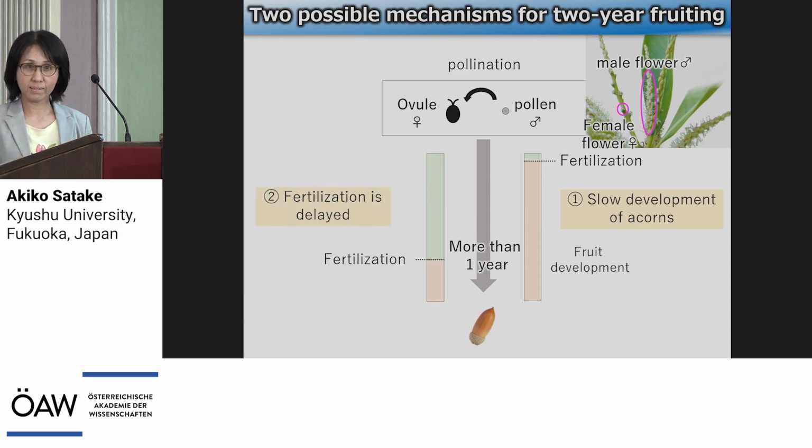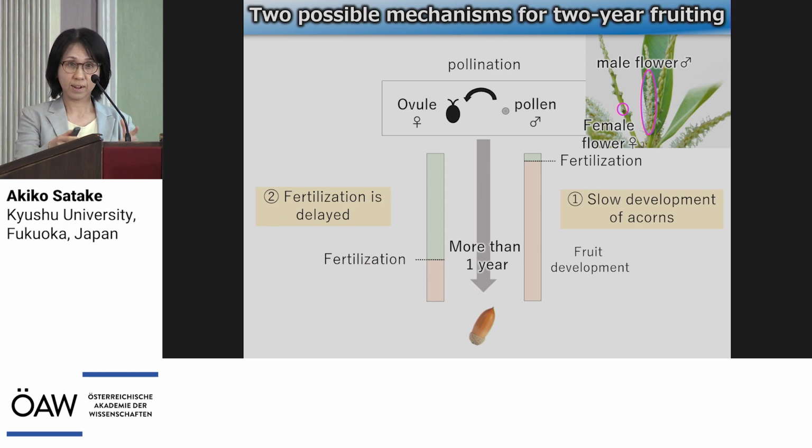Another possibility is that they wait a long time to fertilize the ovule, and after fertilization, the acorn develops relatively quickly. So this is the second possibility. Which is more likely?